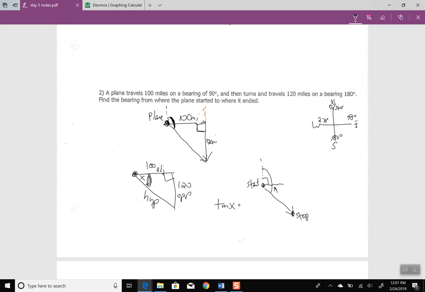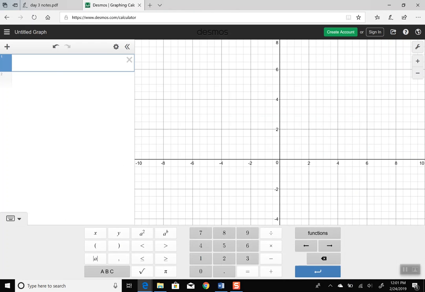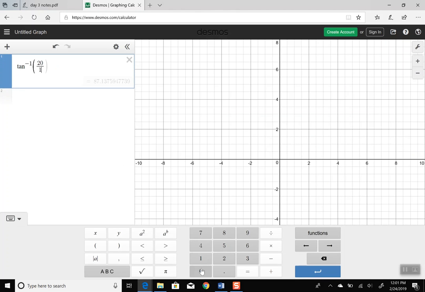So tan of x is going to equal TOA. So TOA, opposite over adjacent. SOHCAHTOA, so opposite side over the adjacent side. Solve for the angle, take the inverse. So inverse tangent of 120 over 100. Let's see, I'm in degree mode, inverse tangent of 120 over 100 gets me 50.194.